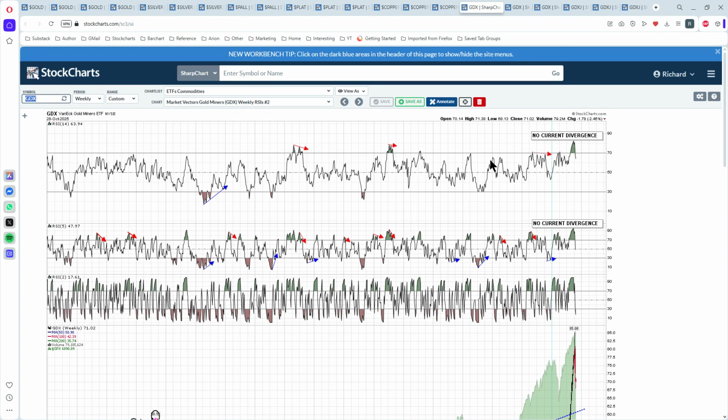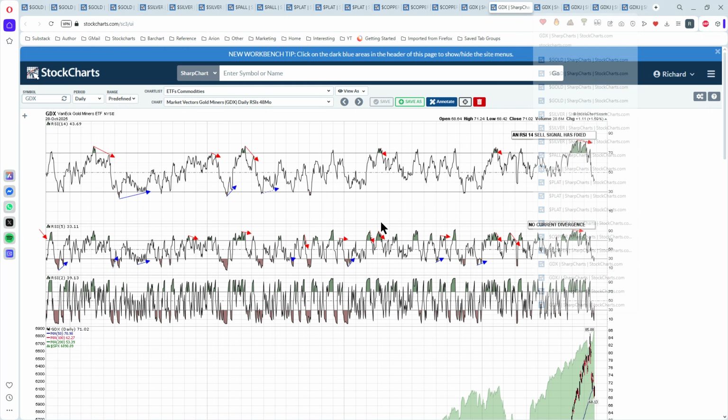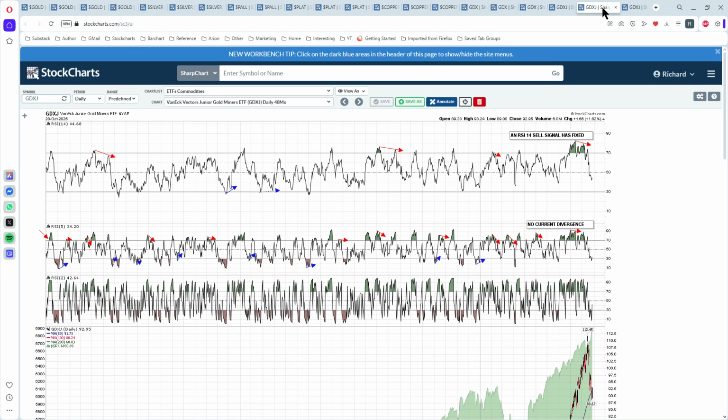Looking at GDX, we've got a significant pullback here, nothing really to hang your hat on. We've got a weekly sell signal here on GDXJ and GDX, a daily sell signal on the RSI 14, which hasn't made target yet. The RSI 5 sell signals have made target.